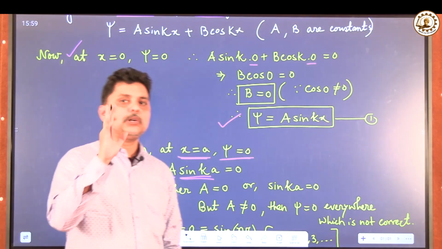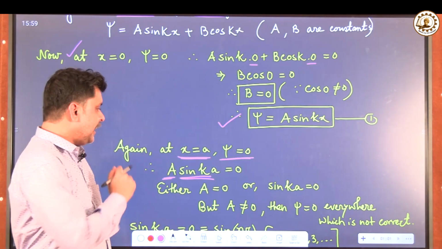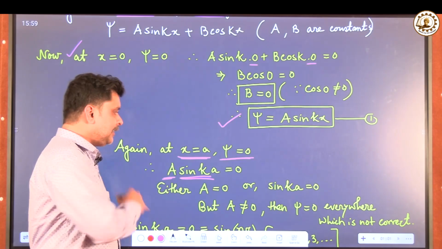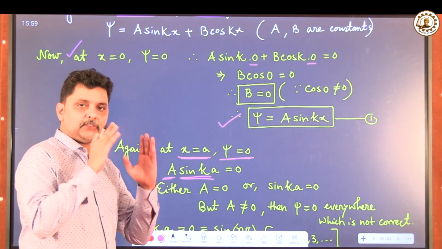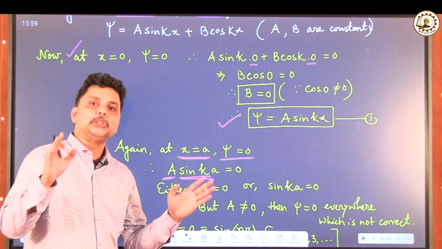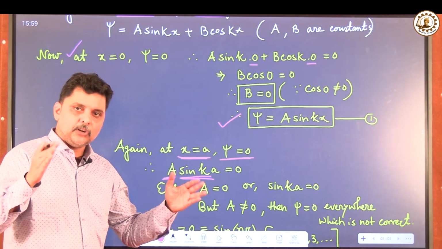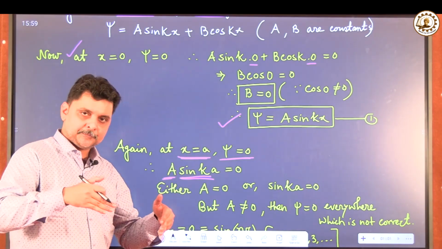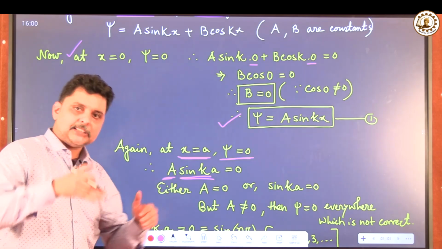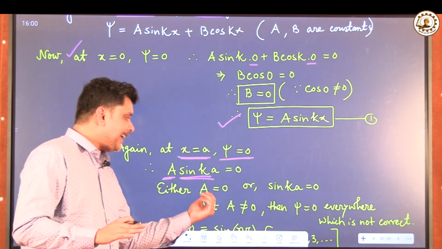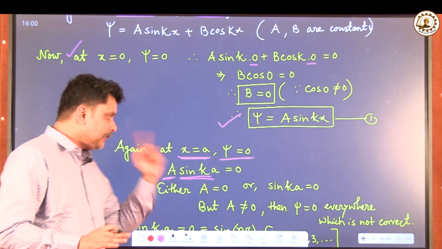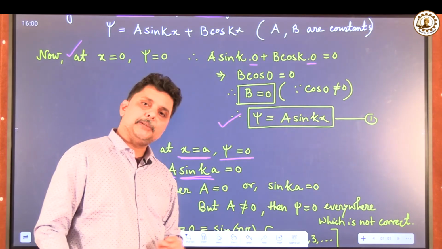Now let's say if A equal to 0, what happens? If A equal to 0, then the whole psi value becomes 0, meaning the wave function of the particle inside the box becomes 0. But we already know the particle is inside the box. As the particle is already inside the box, the wave function cannot be 0. So this constant A cannot be 0. Therefore, sin ka must be 0.